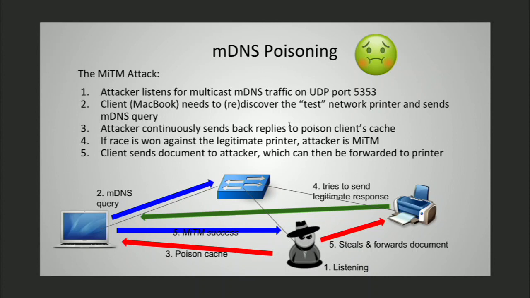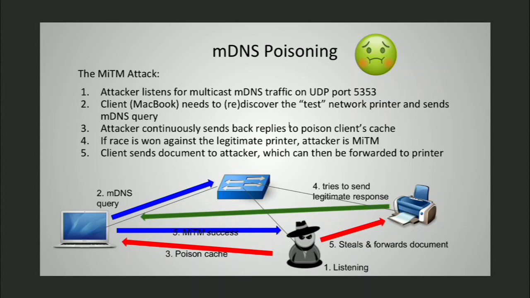We listen as a man-in-the-middle attacker on the network. We just listen for multicast mDNS traffic on this UDP port. Since it's multicast, we can listen to it without having done anything else. We don't need to do, for example, ARP cache poisoning or DNS hijacking. We just sit on the network and listen for multicast traffic.